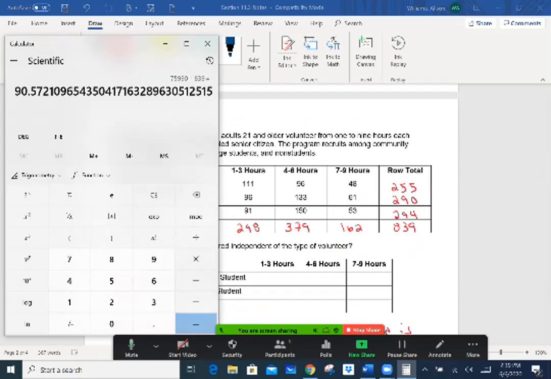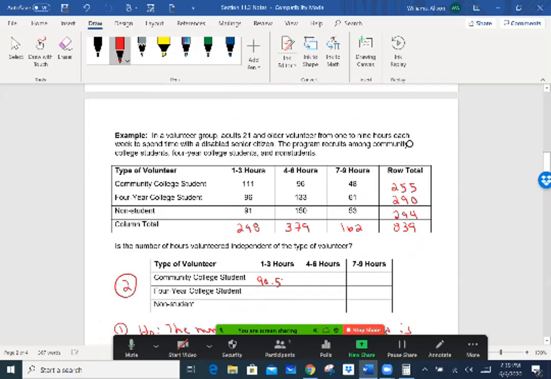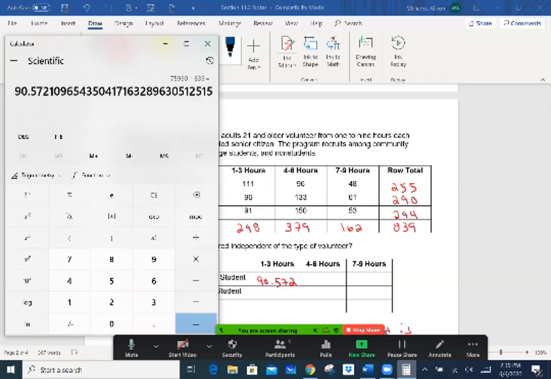90.572 would be the expected value for my first person. Now, I would pause the video and then calculate the expected value for the rest. I'm going to do one more with you just to make sure we understand and follow. But I will fill out the rest, but I want you to try it too on your own.